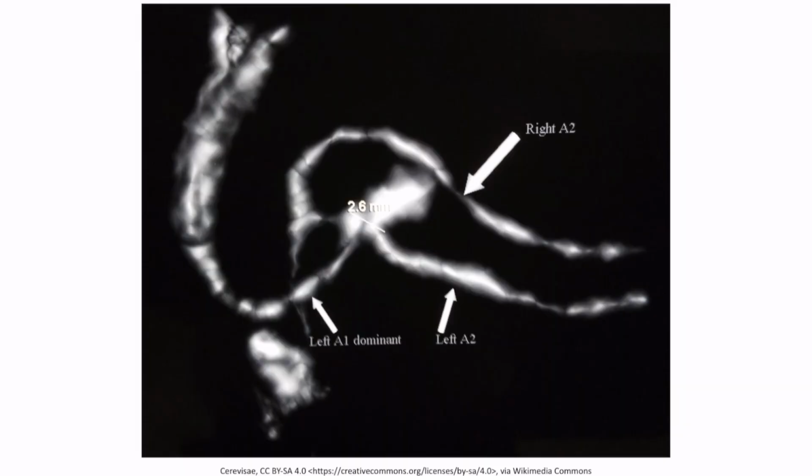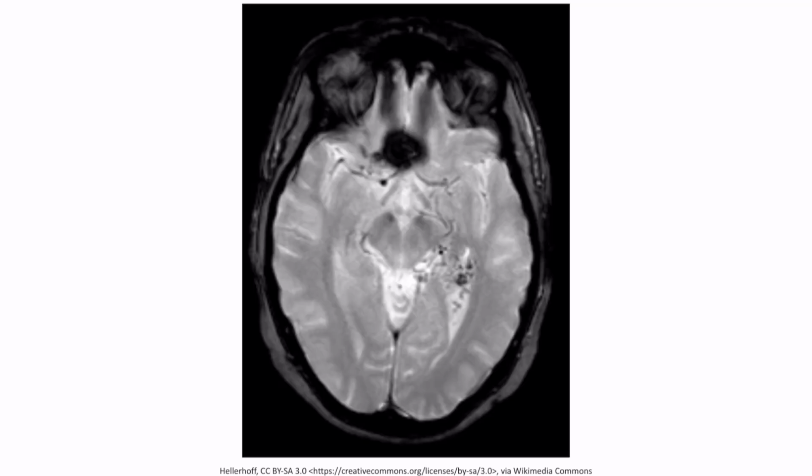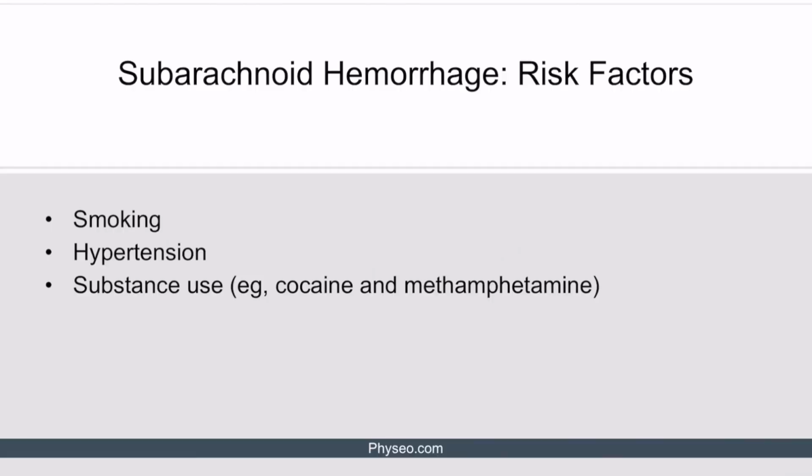These types of aneurysms usually affect the arteries of the circle of Willis. We can see the aneurysm here. This is an MRI demonstrating an AV malformation that we can see here. There are three main things that increase the risk of developing a subarachnoid hemorrhage, which are smoking, hypertension, and using stimulants such as cocaine and methamphetamine.